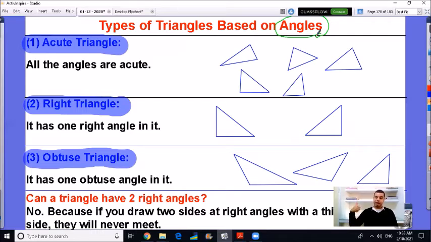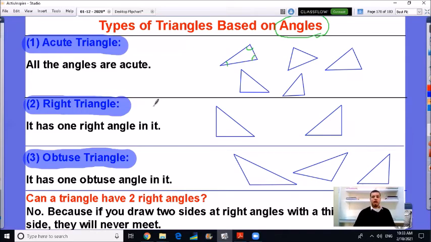So we have either an acute triangle, a right triangle, or an obtuse triangle. Okay, good. So in an acute triangle, all the angles are acute. All the angles literally are acute. No right angles at all in an acute triangle. No obtuse angles at all in an acute triangle.